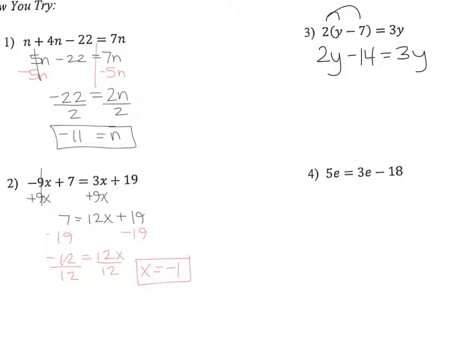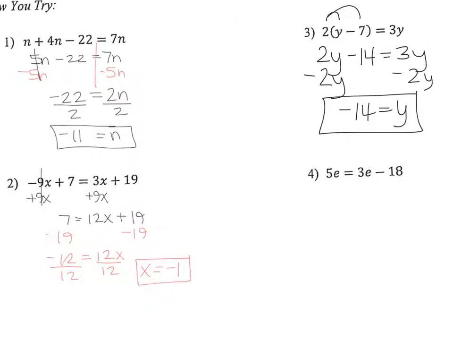So I'm going to get my y's on the same side. So I could either subtract 2y or subtract 3y. I'm not going to subtract 3y because it's easier for me if I don't have 0 over here, so I'm going to subtract 2y. So I subtract 2y right here, and I get negative 14 equals y. So that's solved for y.